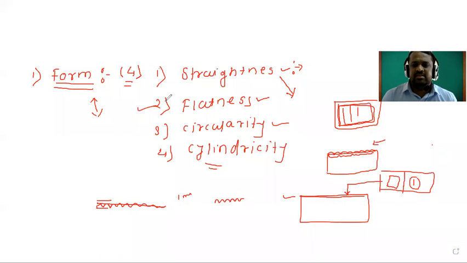Yes, understood? Now see here, I will write down here. What is the symbol for the straightness? The symbol for the straightness is the straight line. And what is the symbol for the flatness? It will be like this. This is the symbol for the flatness. Okay. So understood?